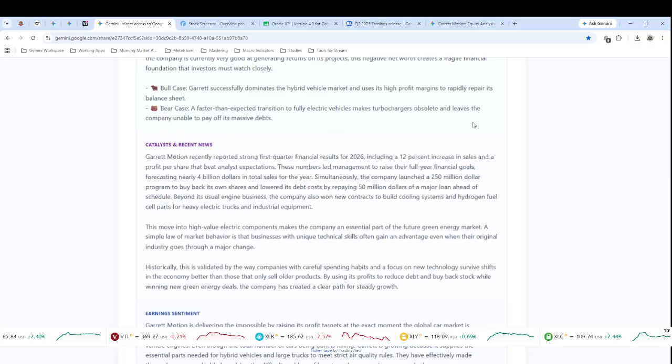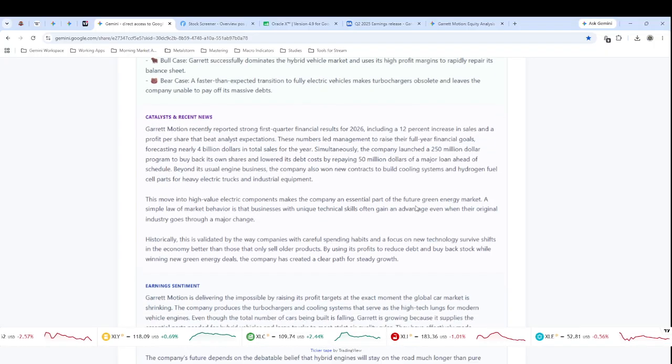So they recently reported strong earnings, and moving on from that, full year financial goals were raised to nearly $4 billion in total sales for the year. Simultaneously, the company launched a $250 million program to buy back its own shares and lower its debt costs by repaying $50 million of major loans. So on top of that, they're paying back the debt anyway.